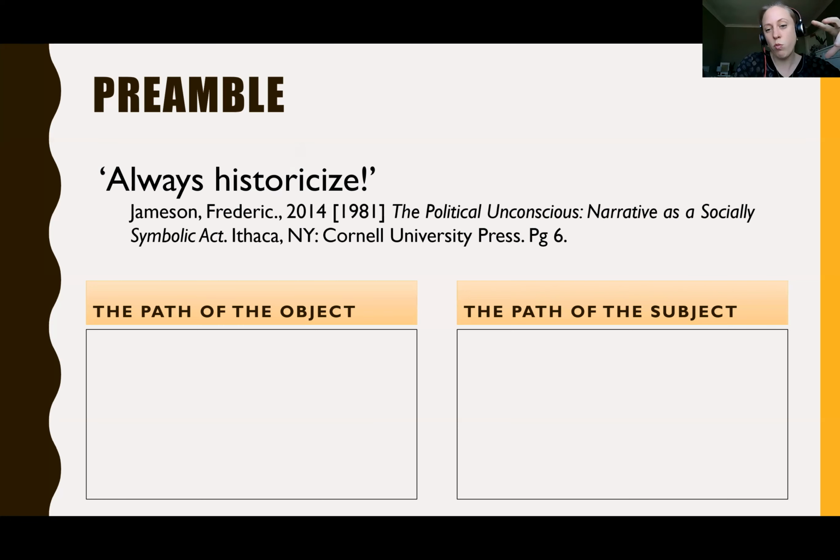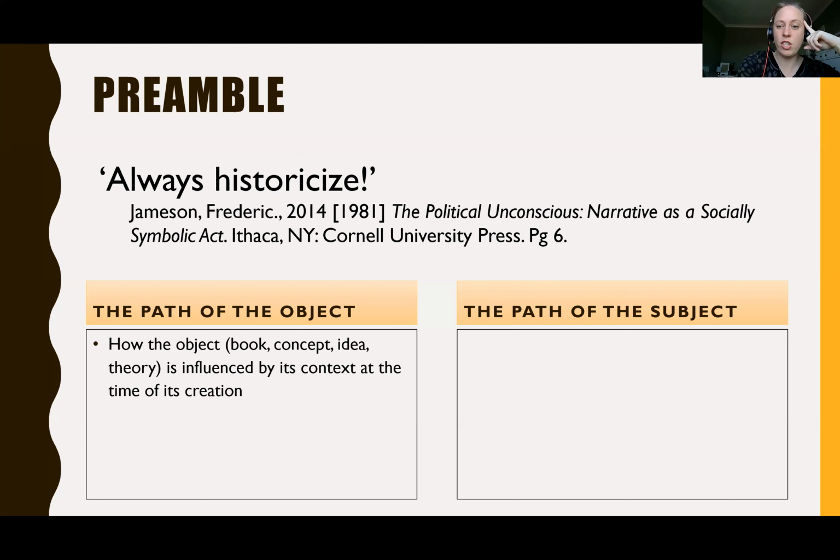So he distinguishes, when we are contextualizing or historicizing, between what he calls the path of the object and the path of the subject. And I think this is useful for us to think about. So the path of the object for Jameson is how the object, and by this he means a book or a concept or an idea or a theory, is influenced by its context at the time of its creation. So ideas don't come out of nowhere. They are deeply embedded in a particular time, geography, lineage of thought, the author's own training, and so on.